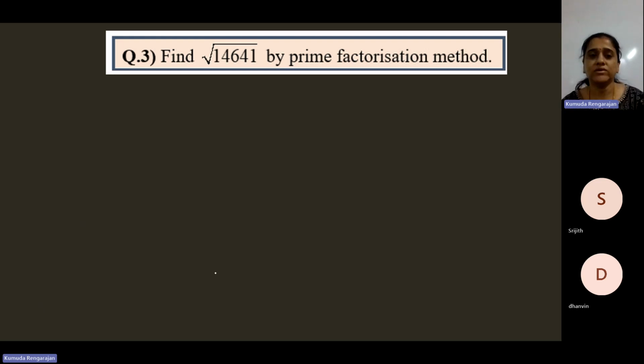Try this yourself. Find the square root of 14,641 by the prime factorization method. Check if it's divisible by 2, then 3. Go in the order: 2, 3, then 5, then 7, 11. See, now it's not divisible by 2, no? So it'll never be divisible by 2. You don't have to check 2 again. Then check if it's divisible by 3. If it is not, even after you start the division process, it will never be divisible by 3. You don't have to check 3 again.